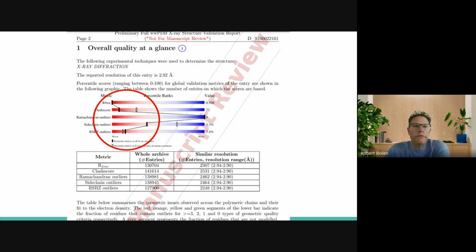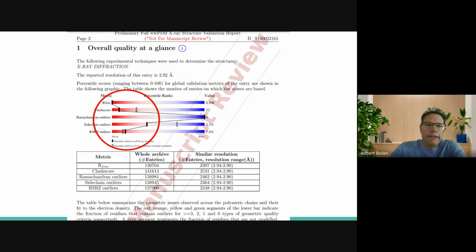Number one, it will tell you your resolution, and in this case, it's 2.92 angstroms. Now, if you remember from a couple of slides back, what's the minimum resolution that we want to be at? Or what's the threshold for that? It's 2. This is 2.92. It's a little high.